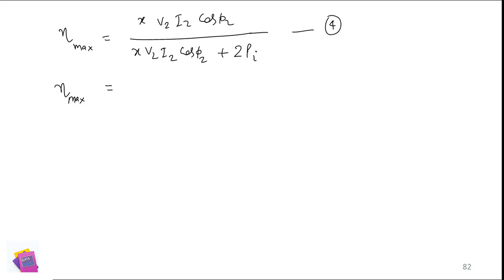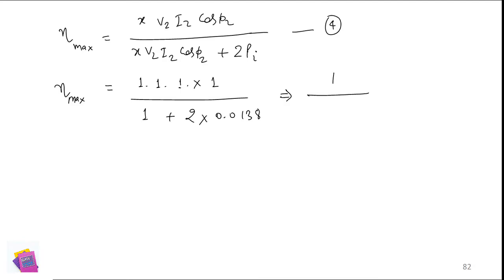So this is basically 1 into voltage is also 1, current 1, cos phi 2 unity PF, divided by this is also 1 plus 2 into PI. You know, the per unit value of PI is how much? 0.0138. After solving this, you will get something.